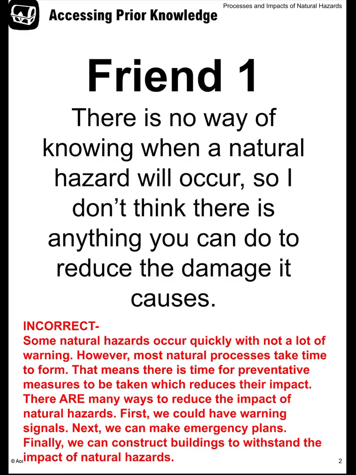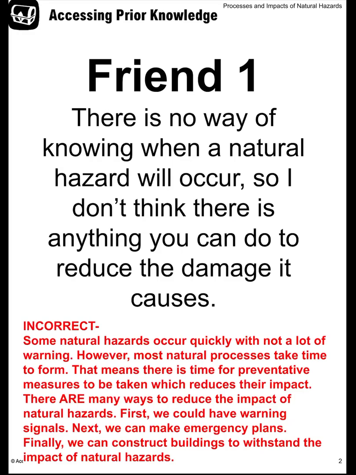There are many ways to reduce the impact of natural hazards. First, we could have warning signals. Next, we could make emergency plans. And finally, we can construct buildings to withstand the impacts of those natural hazards. Think about buildings in areas of hurricanes. Some of them are even on stilts in areas that flood regularly. Let's see about friend number 2.